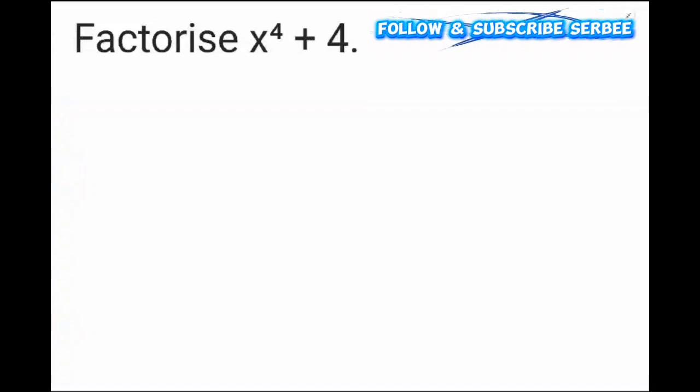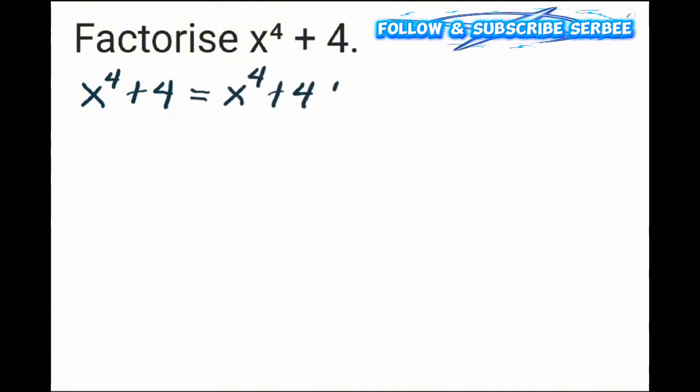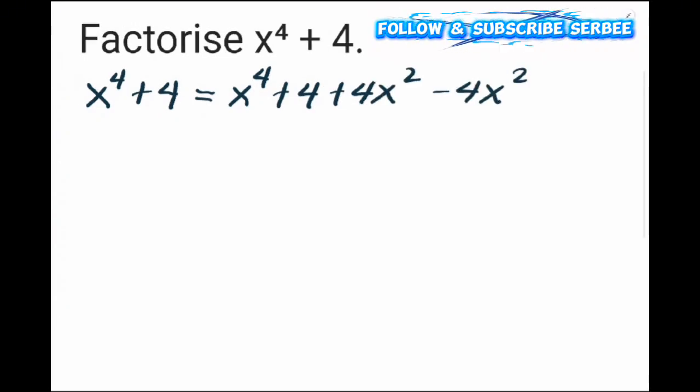Let's dive in. So we want to factor x to the fourth plus 4. At first glance, it doesn't match any standard pattern, right? But what if we force it into one? Notice that x to the fourth plus 4 can be expressed as x to the fourth plus 4 plus 4x squared minus 4x squared. So this is called the addition and subtraction of suitable terms. We add the term 4x squared and also we subtract 4x squared.